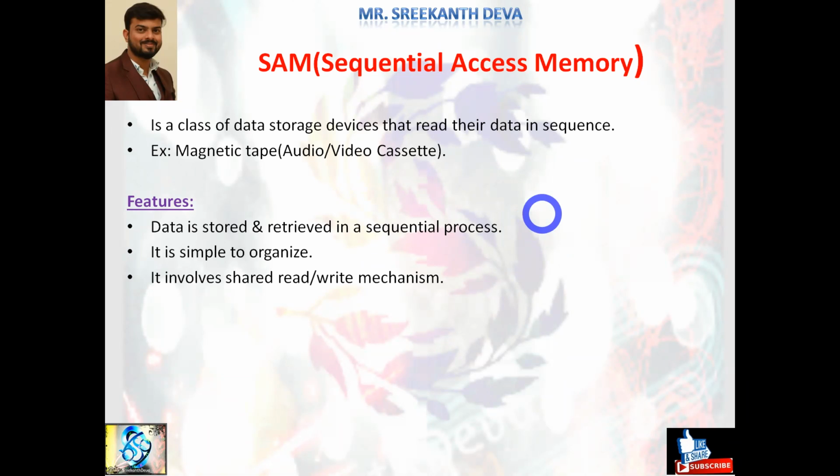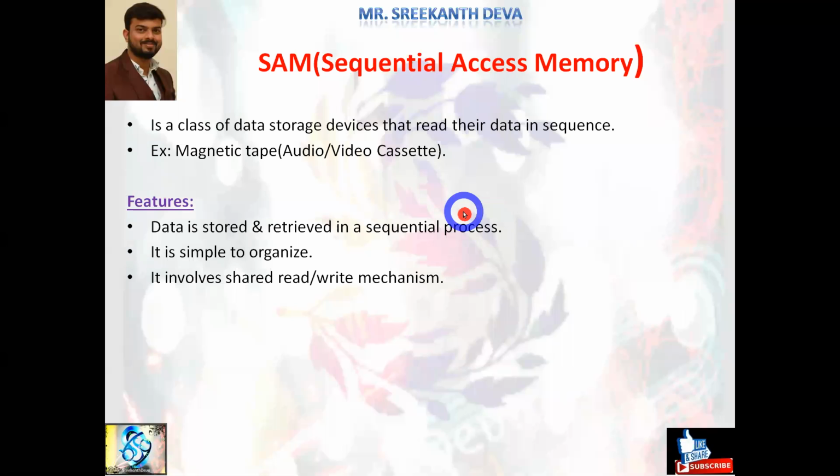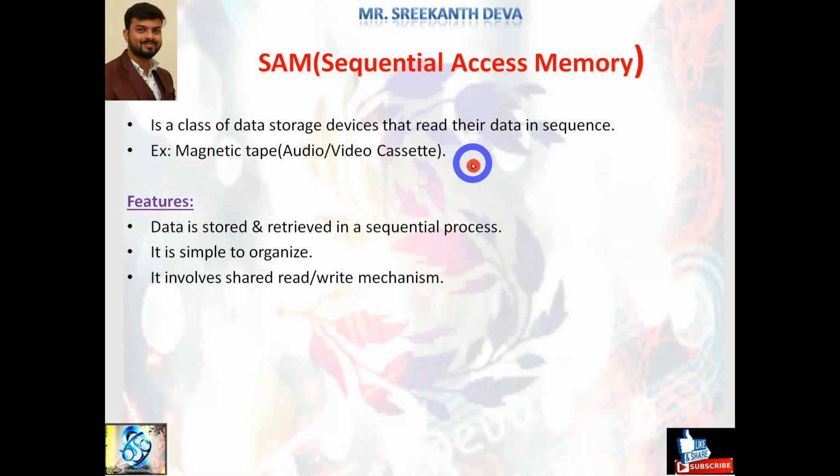It involves a shared read or write mechanism. The access time depends upon the location of data and the previous location. These are all about SAM, sequential access memory. The suitable examples are magnetic tape, like audio and video cassettes. Maybe you understood, right? In the cassette, it reads from the beginning.